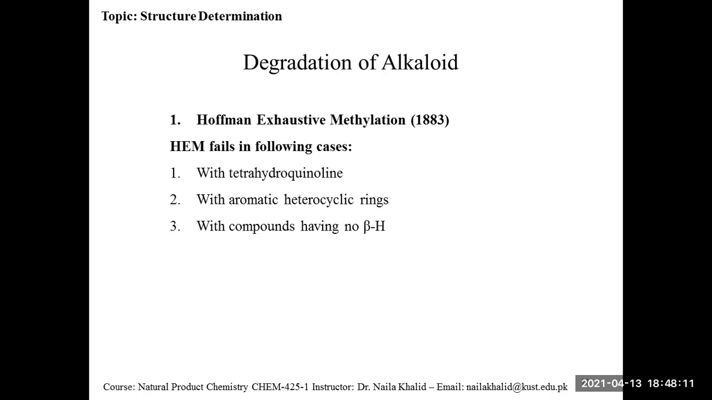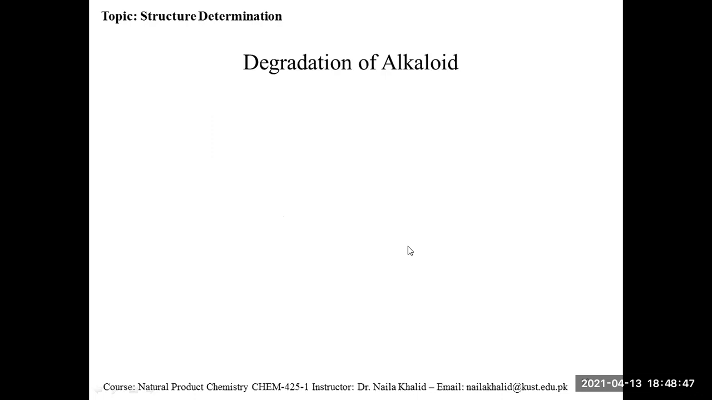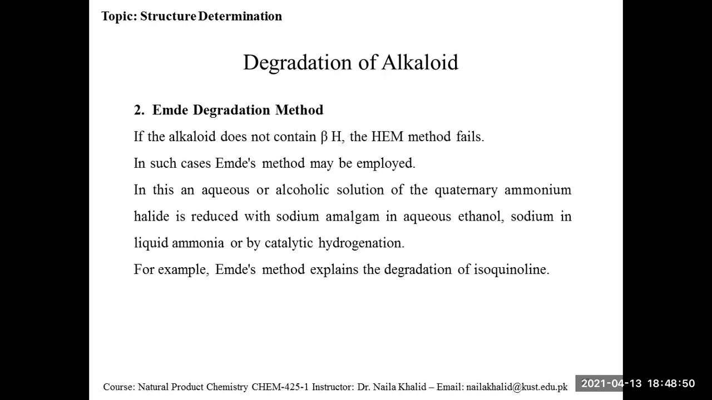Hofmann exhaustive methylation, although it's very useful, is only useful for those alkaloids which contain beta hydrogen for eliminating the trimethylamine group. However, it faces problems with some aromatic heterocyclic rings, such as tetrahydroquinoline, because they need to be reduced before Hofmann exhaustive methylation, and it also fails with compounds having no beta hydrogen. To overcome this issue, the MD modification is done.